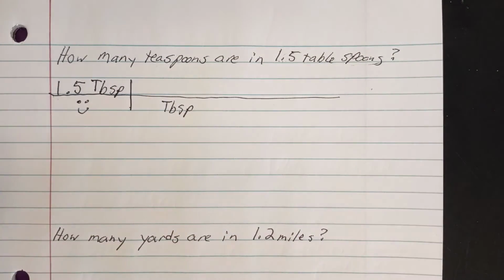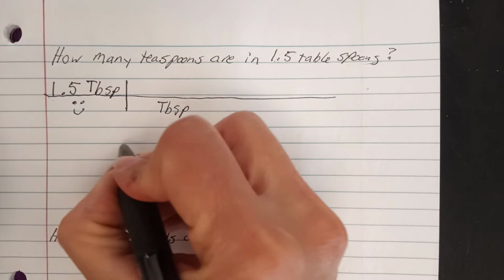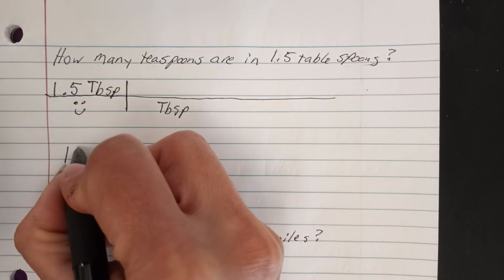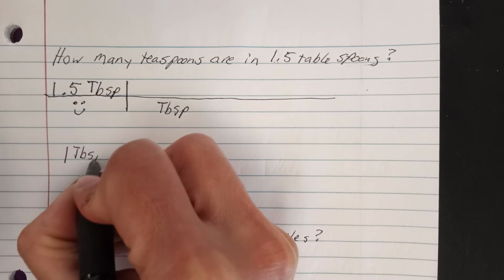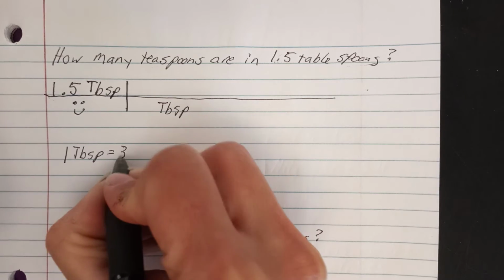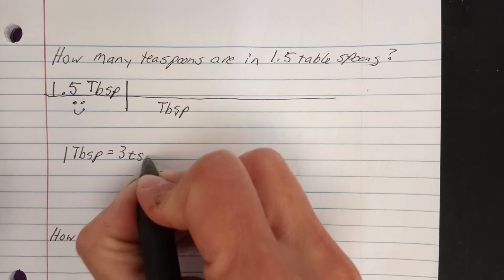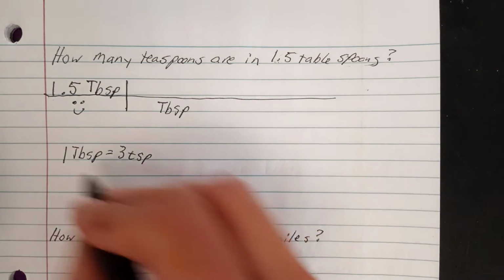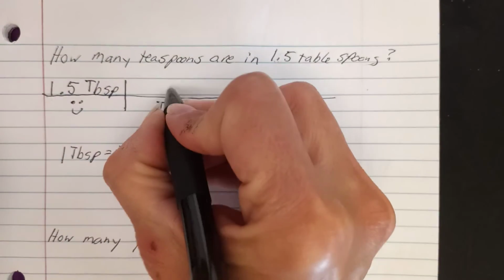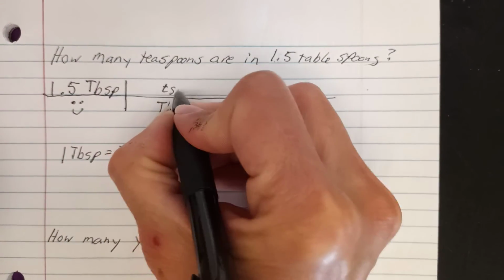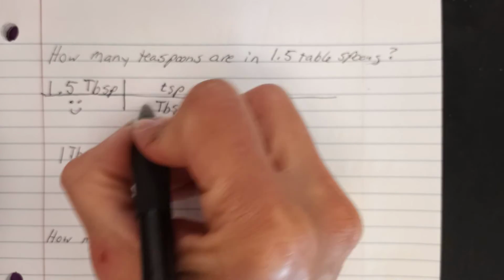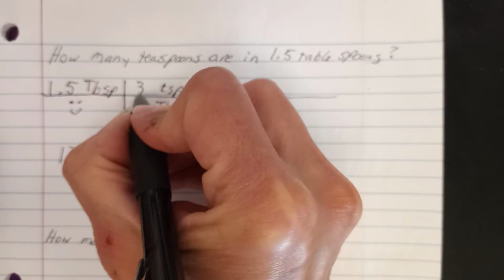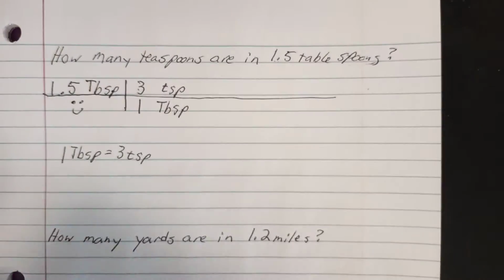Now, if you look at the list of equalities I gave you, you will see that 1 tablespoon is equal to 3 teaspoons. Okay, so I can go directly from teaspoons to tablespoons. 1 tablespoon, 3 teaspoons. Again, they're both on the top.